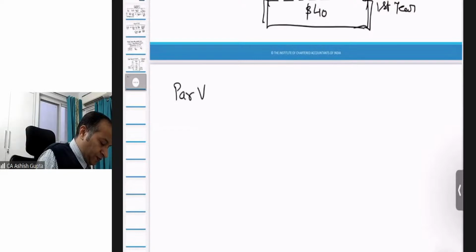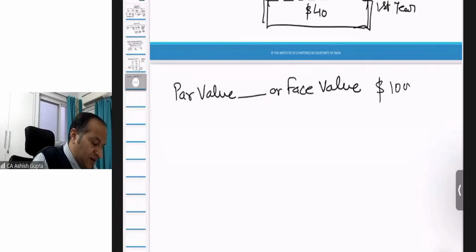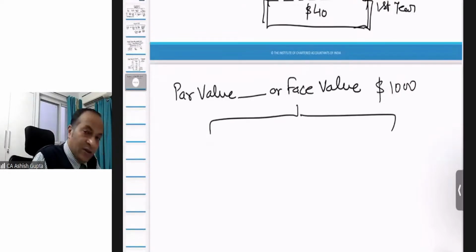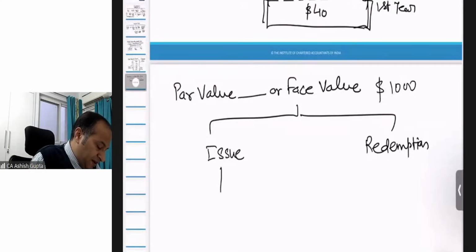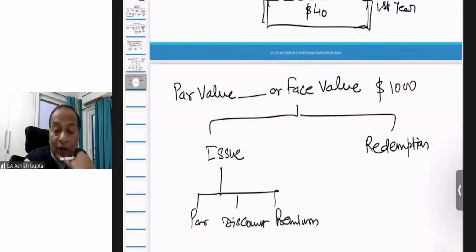par value, or face value. Like in our earlier example, $1000 is our par or face value on which our coupon is based. Now, when we talk about par value, it is relevant at the time of issue and it is relevant at the time of redemption. It can be issued at par, discount, or premium. It depends on the value on which the debenture or bonds are issued.